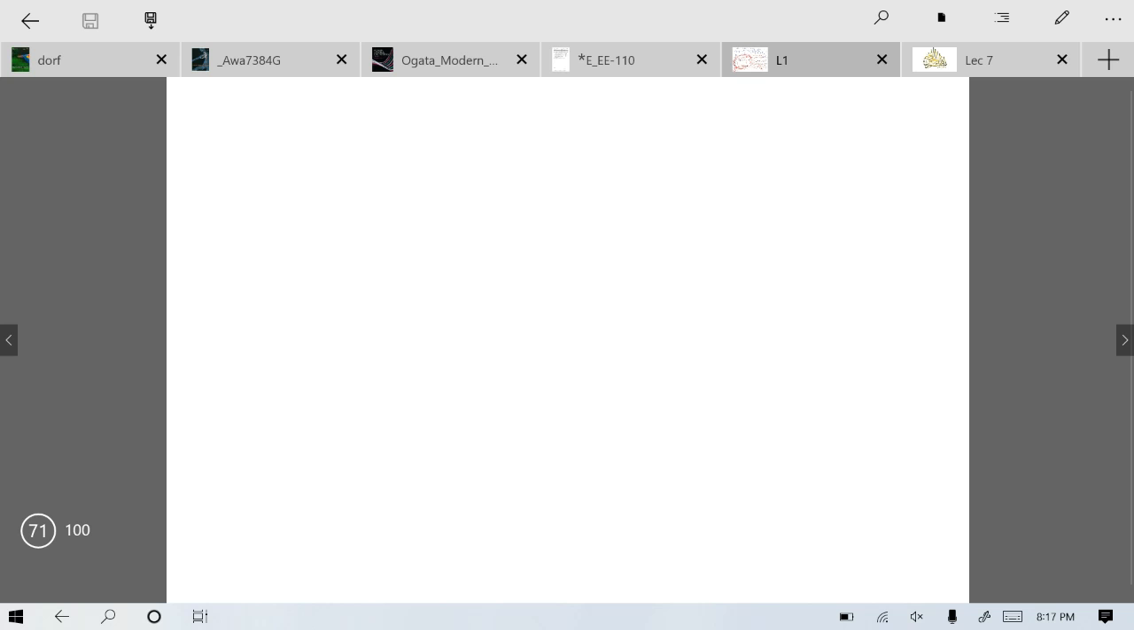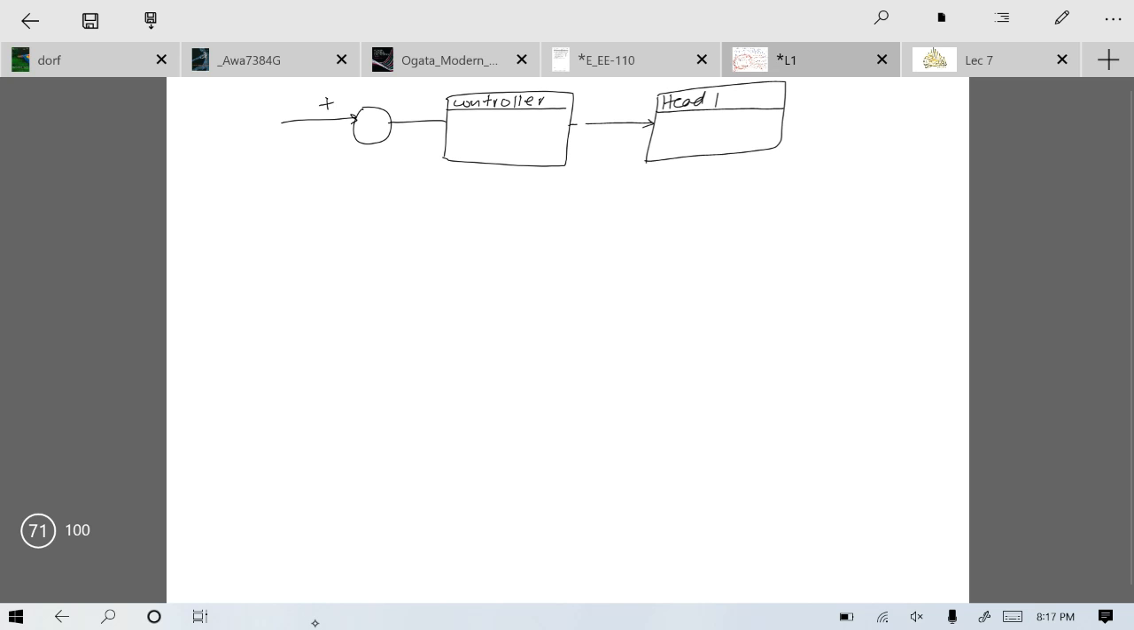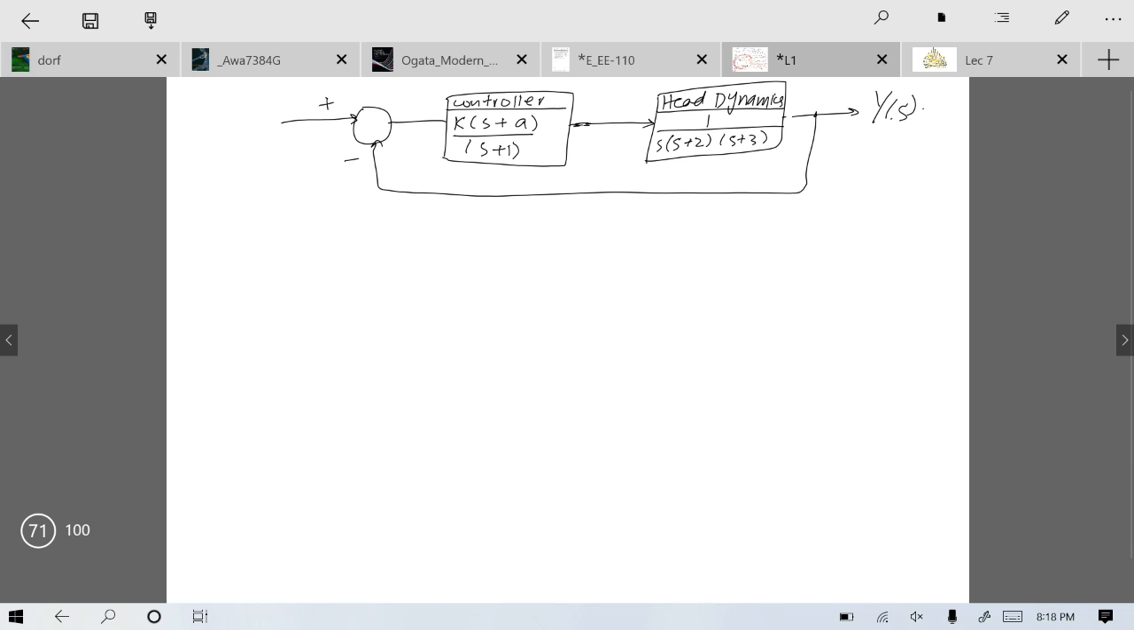So how can we make use of this Routh array in our practical system? For that, let's consider an example. I have this robotic system, this is an example from a Norman Nise book, by the way, which is one of your reference books. There is a controller, there is a robot. This block controls the head of the robot, head dynamics, and then I have output Y of s. Then there is a negative feedback over here, and the controller is K into (s plus a) divided by (s plus 1), and the head dynamics have the transfer function 1 over s into (s plus 2) into (s plus 3).